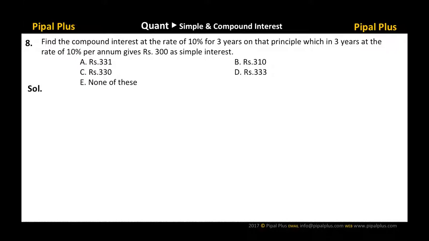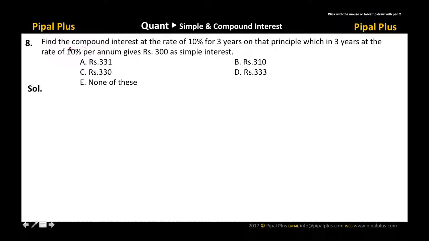Right, now let's look at this question. This is a little bit more interesting than all the previous questions we've done so far. Let's see what happens here. Find the compound interest at the rate of 10% for 3 years on the principal which in 3 years yields 300 rupees when invested at 10% in simple interest, right? So you can pause this and come back to the solution. So let's solve this.